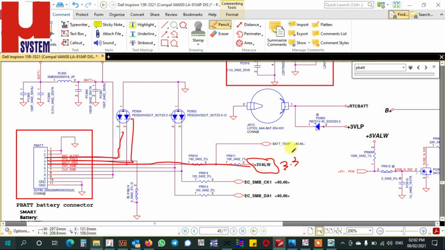Without battery, if we try to check on this pin, we will get 3.3 volts. And this is data pins. This is also a data pin, which is connected here. Here also we will get 3.3 volt without battery connected. Without battery, we will get over here 3.3 volt. All these 3 pins, 1, 2 and 3 pins, we will get 3.3 volt over here. Okay.